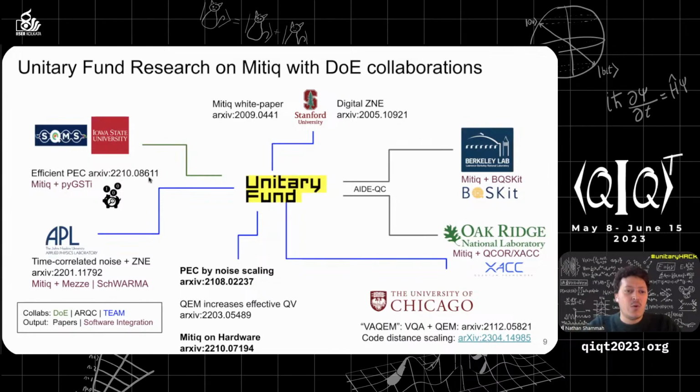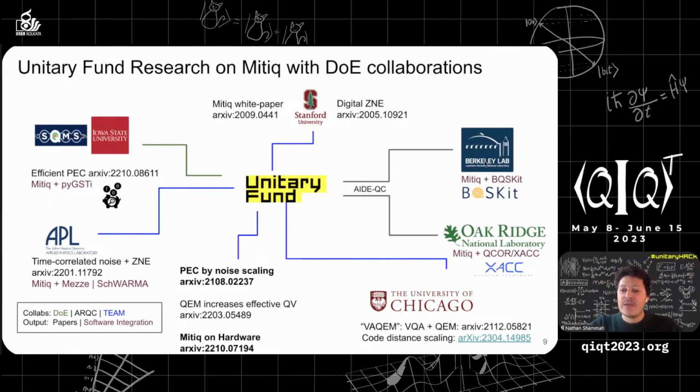This paper was put forth. And moreover, this paper enabled an integration between Mitiq, this quantum error mitigation toolkit I will speak about in this talk mainly, together with another software in Python that is used for gate set tomography. So basically to characterize noisy gates in a quantum computer.